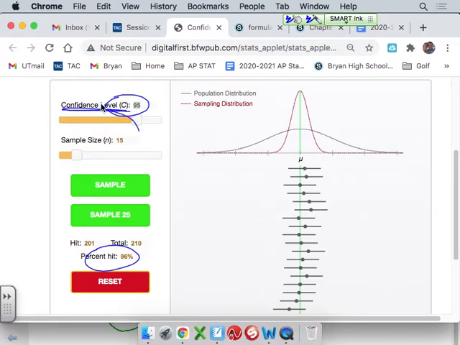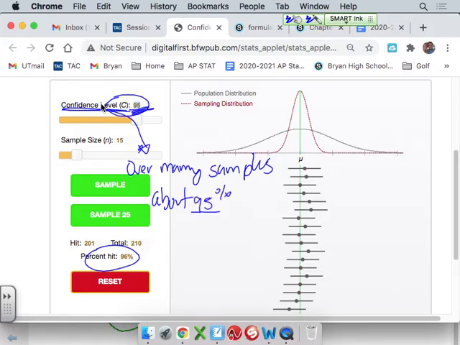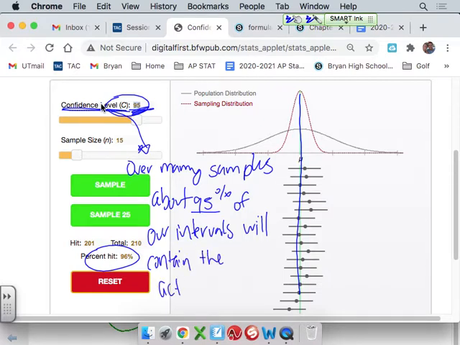The level that you're confident in is saying that over many samples, about blank percent, and in this case we did 95. So about 95% of our intervals will contain, or capture, the actual population mean.